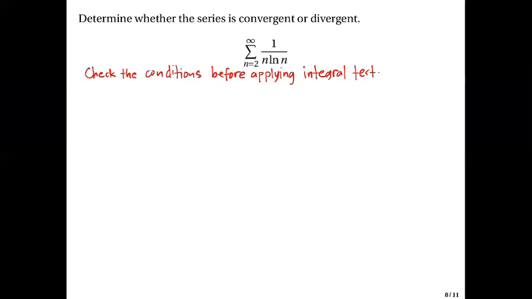So upon checking, they are all satisfied. Take note, your n here starts from 2, because when n equals 1, ln of 1 is 0, so you cannot have denominator 0. And from 2 to plus infinity, ln of 2 is positive. So this guy here is always positive.